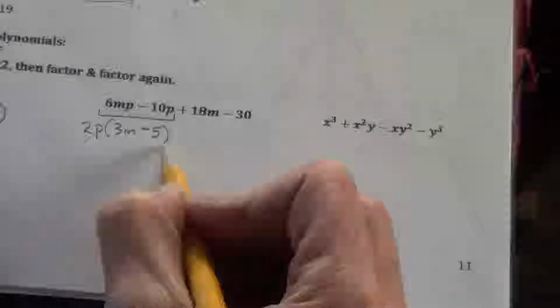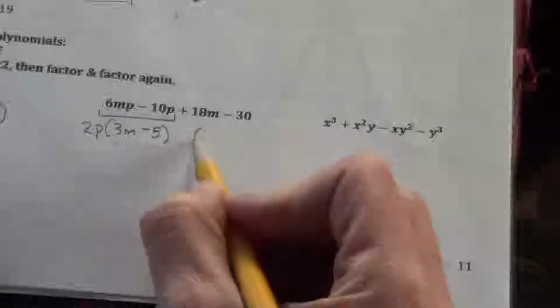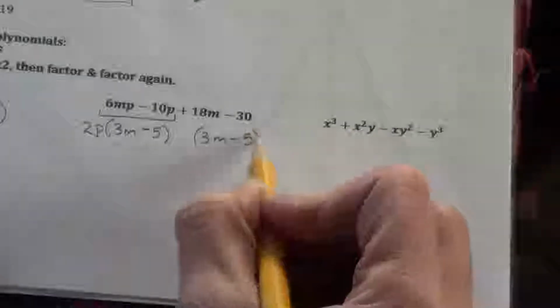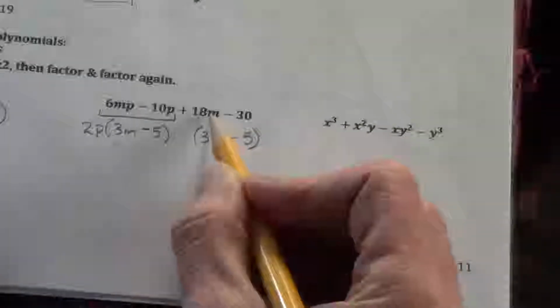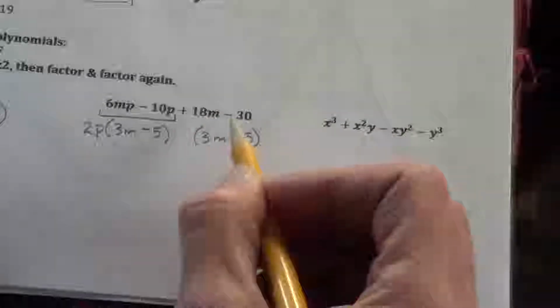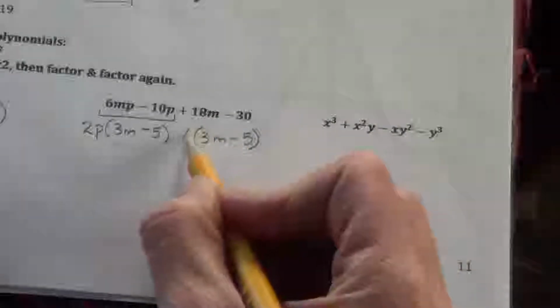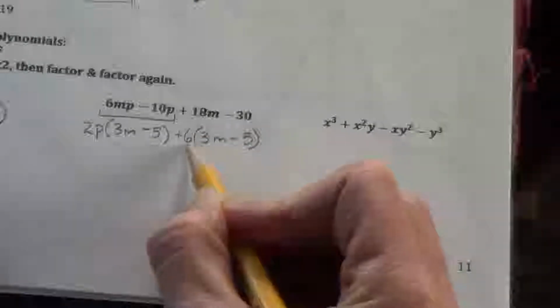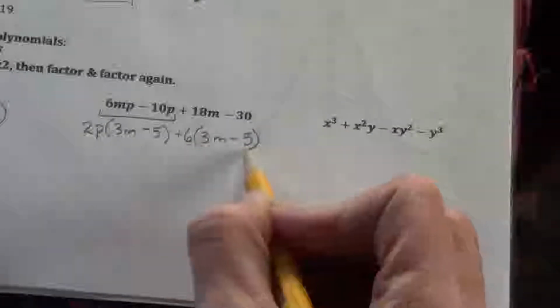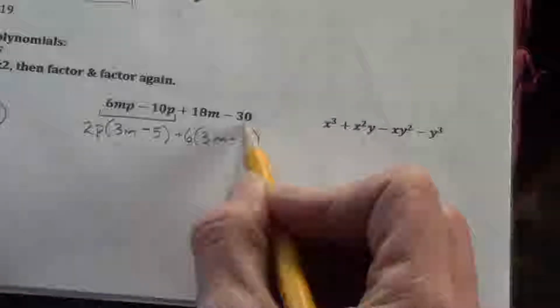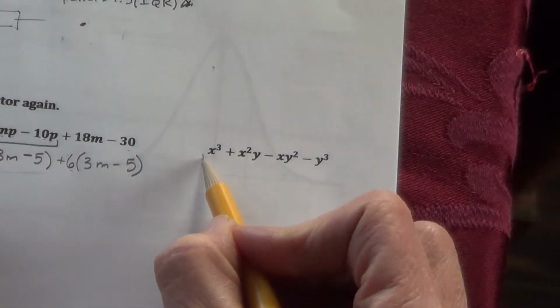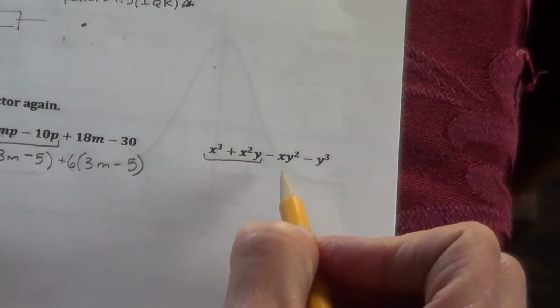Now we take that binomial and we write it again right here. Now we ask ourselves, what times 3m will give me 18m? That will be a plus 6. Now I make sure that it works for the second term. Positive 6 times negative 6 is negative 30. Very good.